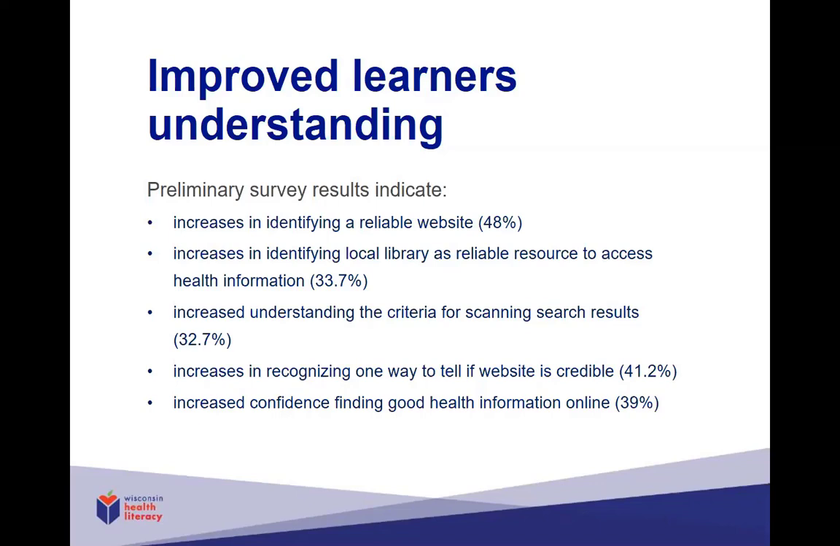These are preliminary survey results, but they've indicated there's been an increase of 40% in identifying a reliable website, such as MedlinePlus. There's an increase in identifying a local library as a reliable resource to access health information. People didn't know libraries were an okay place to go to get that health information, and they're coming out with the understanding they can go there. Then there's an increase of almost 33% in understanding the criteria for scanning search results. So, don't just look at those top two search results; expand on that, scroll down and see what else will come up on your Google search.